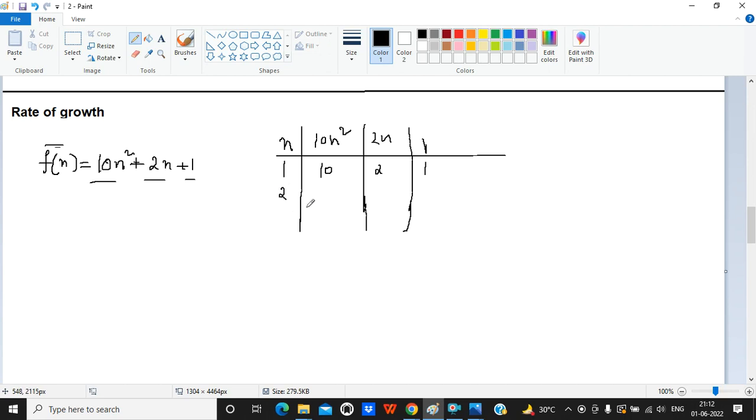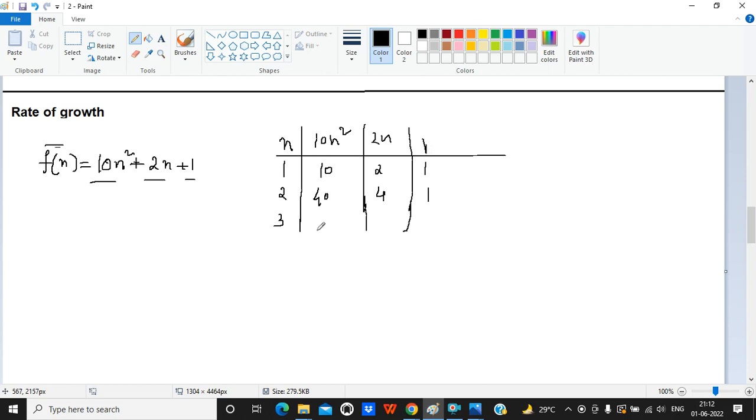If your value of n is 2, then what will be the value of this thing? 10 n square will be 40. Then 2n is your 4. And it is always 1, plus 1.